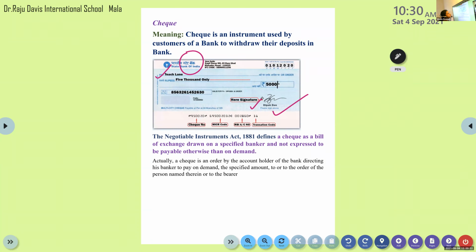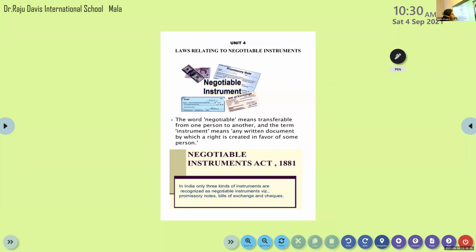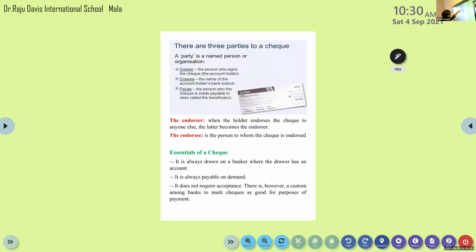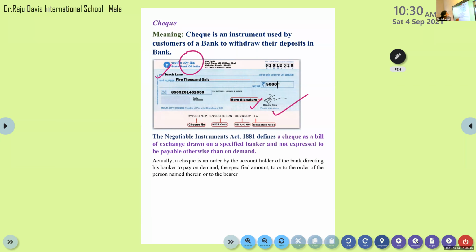Deepak Das is the drawer. One who signs the check. One who prepares the check. He is the drawer. Am I right? Am I clear? Who is the drawer? The person who signs the check. The account holder. Account holder of which account? This account. This is the account number of Deepak Das. It is from the account of Deepak Das that money is going to be withdrawn. So Deepak Das is the drawer.